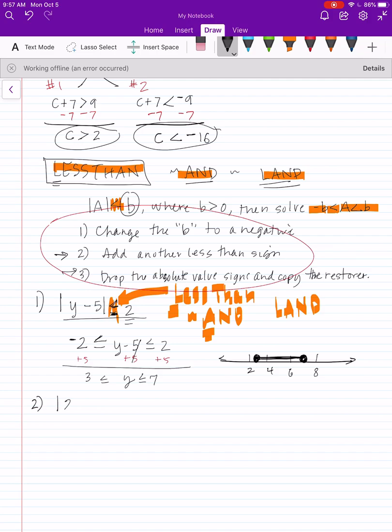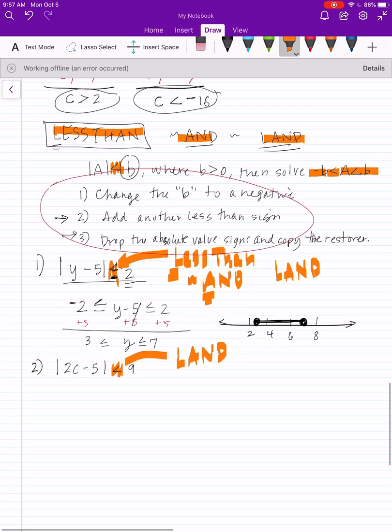So now you have absolute value of 2c minus 5, which is less than 9. So once again, it's a less than. So I'm going to make it a land, an and inequality. And remember, ands are the ones that meet in the middle. So in order to do that, you take the b, that 9, and you make it negative. You take the same sign, which is right there, and you copy it over.